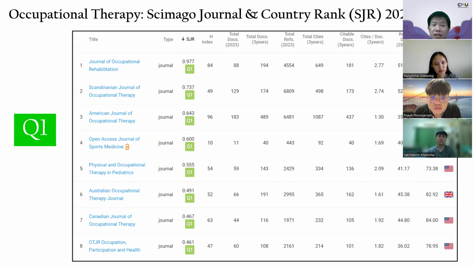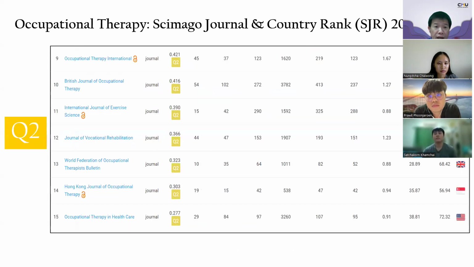Okay. The mechanism inside, if you have access, you can read why they become quartile 1. Quartile means out of 100 journals, divided into 4 parts, so 25 are quartile 1. In the previous time there were just 4 or 5, but now we have quartile 1 around 8 or 9. I think 8.